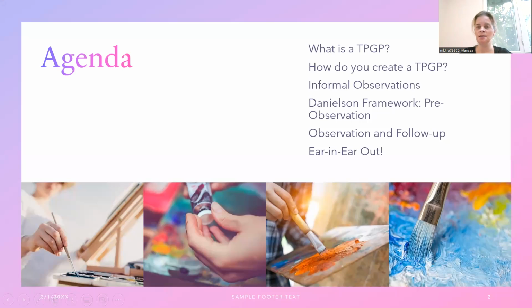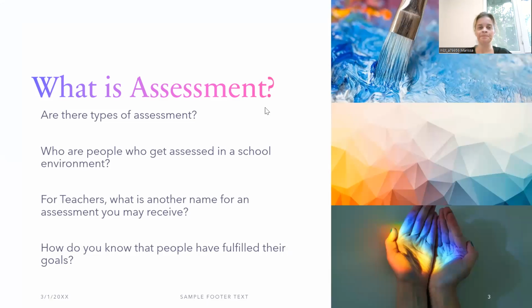Our agenda is to understand what is a TPGP, how do you create a TPGP, what are informal observations, what is the Danielson framework, and what is a pre-observation? What does the observation look like and its follow-up? And Miss Marissa's favorite, what is ear in and ear out? Does anybody have any questions so far? No? Great. Okay, so what is assessment?